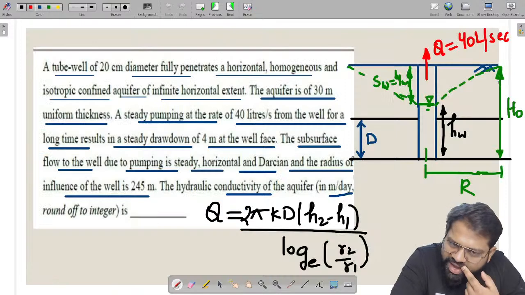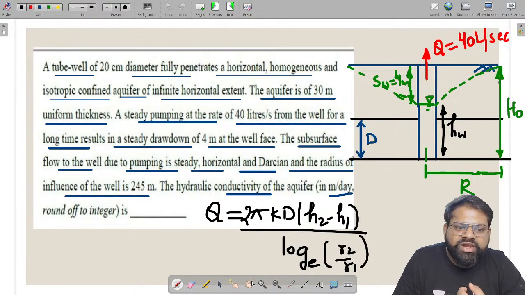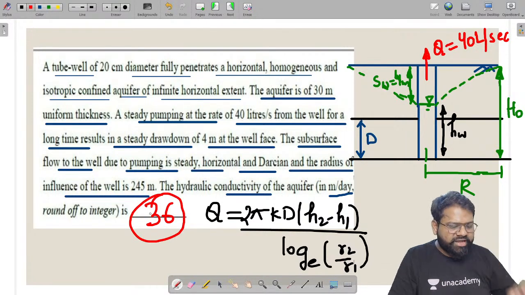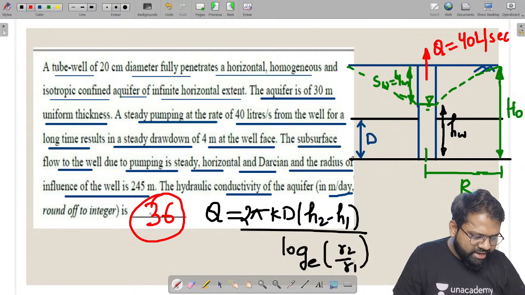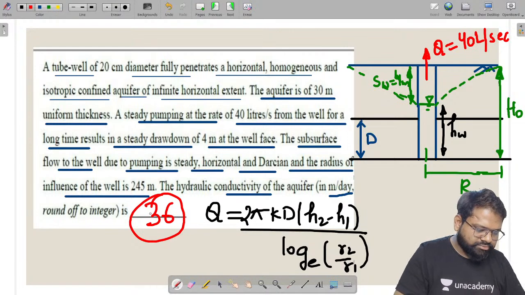So if you put the value as 36, then you will get the full marks. But if you have put the value in decimals, then you will get 0 marks.